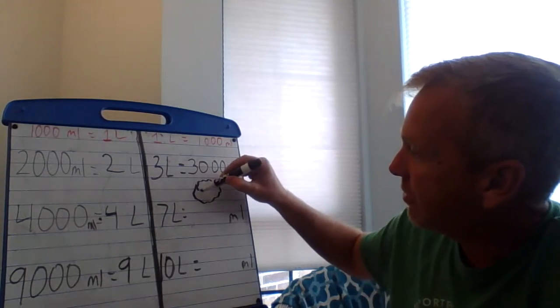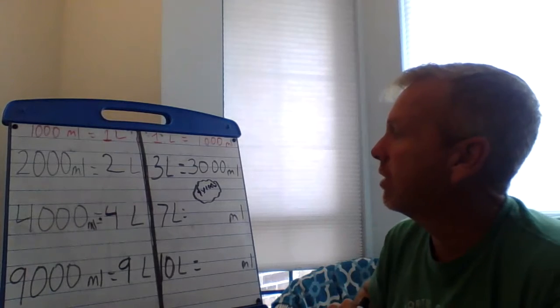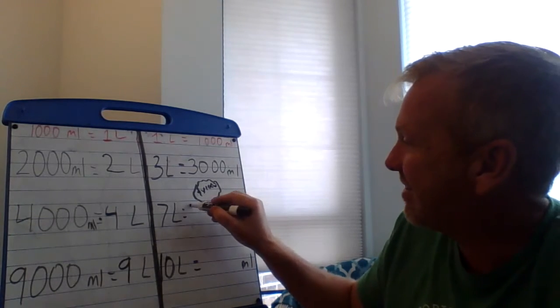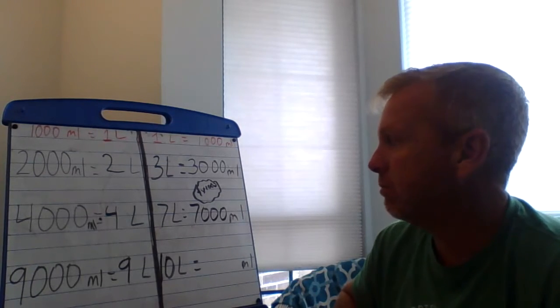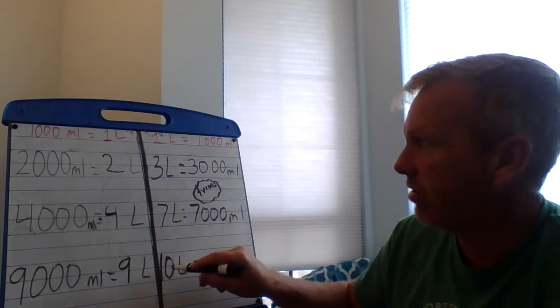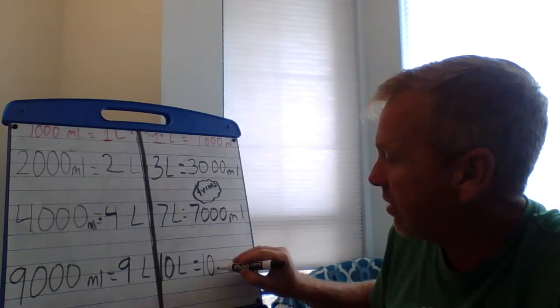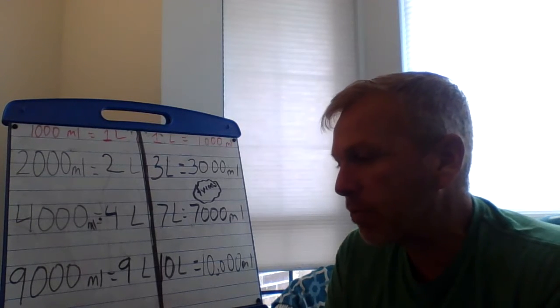And I know that that is saying 7 times 1,000. So this should be 7,000 milliliters. 7,000 milliliters, and you probably already did this. You said 10 times 1,000 is simply 10,000 milliliters. So super simple to make these conversions.